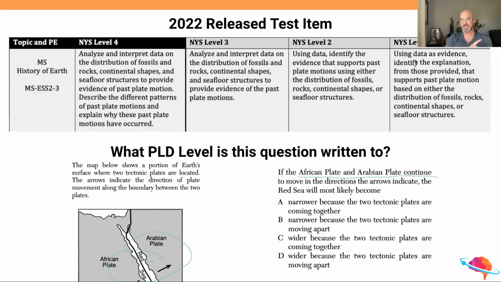But everything else in all of these PLDs, we're identifying an explanation that supports something, or we're identifying the evidence that supports something. So this question does not ask students to identify the evidence. I don't see evidence anywhere here. I don't see an explanation anywhere here. They're not identifying an explanation or using data as evidence. All they're doing is using this picture, and this is a simple recall question. You either know what this is or you don't know what this is. Okay, so Teresa says level 1. Teresa, I'm curious, what evidence would you cite to say that this is a level 1 question?